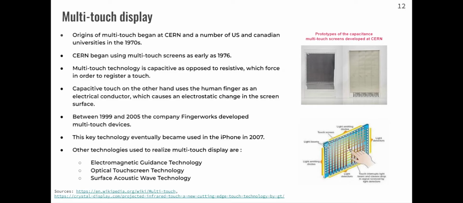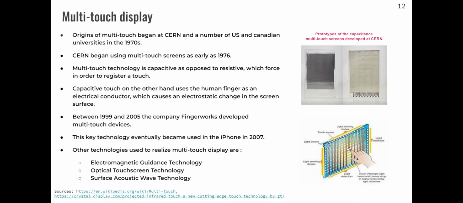The origins of multi-touch began at CERN and a number of US and Canadian universities in the 1970s. CERN began using multi-touch screens as early as 1976 for the controls of the Super Proton Synchrotron. As we can see in the picture on the top right, we have the prototype of the capacitance multi-touch screens developed at CERN.